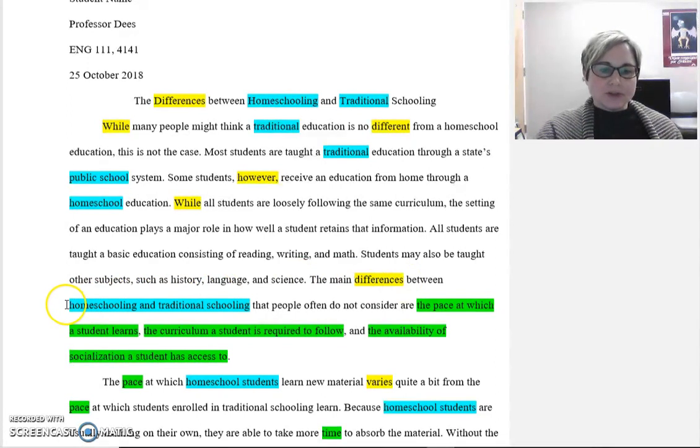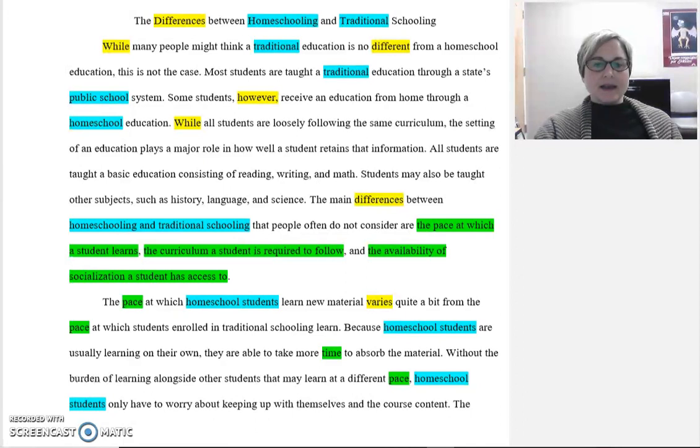It's going to mention the major topic of the essay, which in this case is homeschool and traditional school. And then it's going to provide a roadmap or a plan of development for the points that are going to be discussed in the paper. In this case, this writer is looking at pace, and then they're looking at curriculum, and finally they're going to finish with socialization.